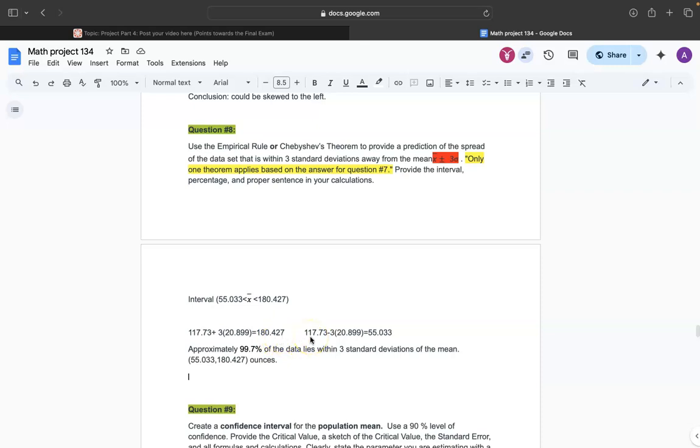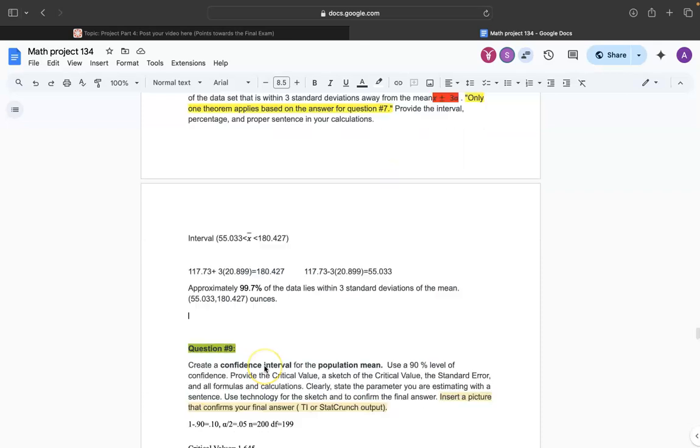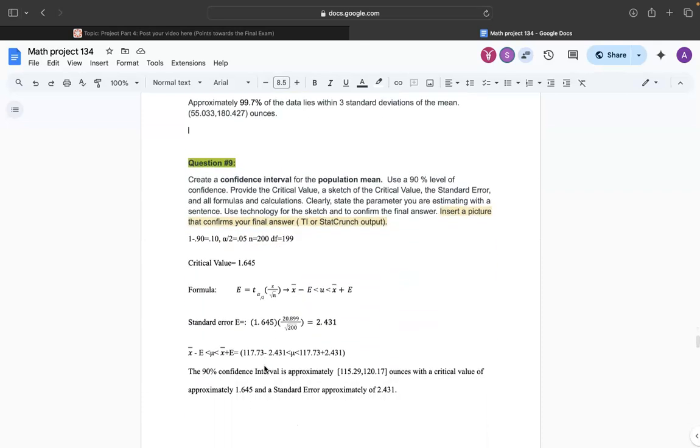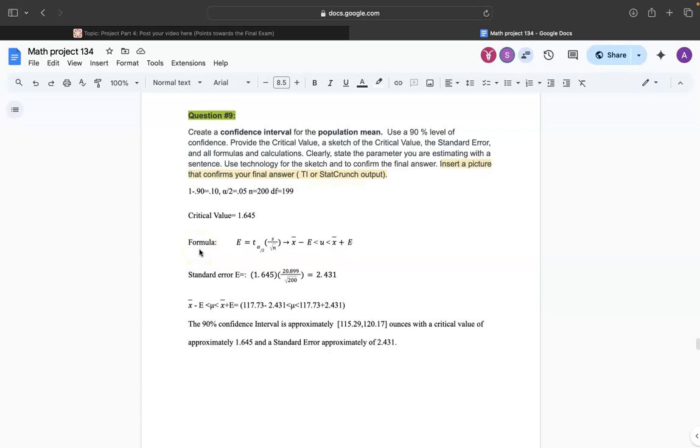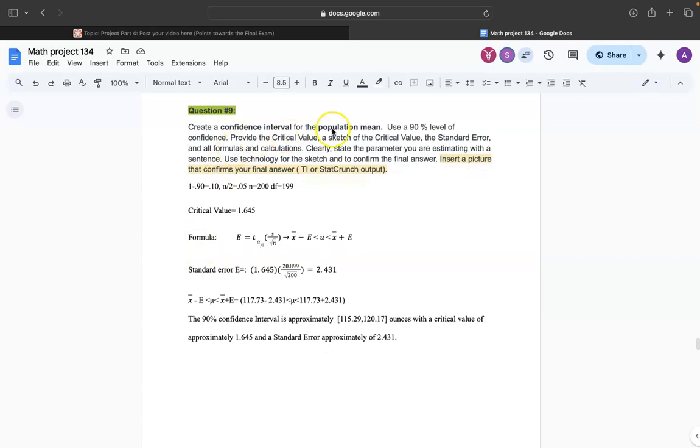As for our lower, it is going to consist of the 117.73 minus the 3 times the 20.899, which is going to give us our lower of 55.033. As for our conclusion, approximately 99.7% of the data lies within 3 standard deviations of the mean, 55.033 and 180.427 ounces.